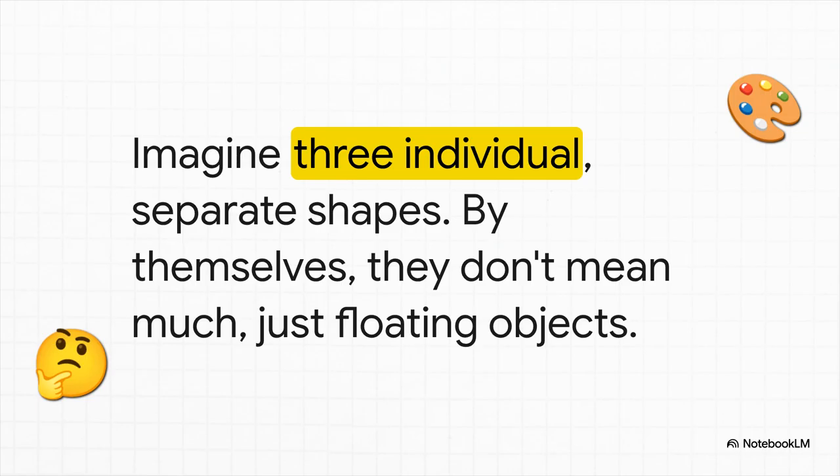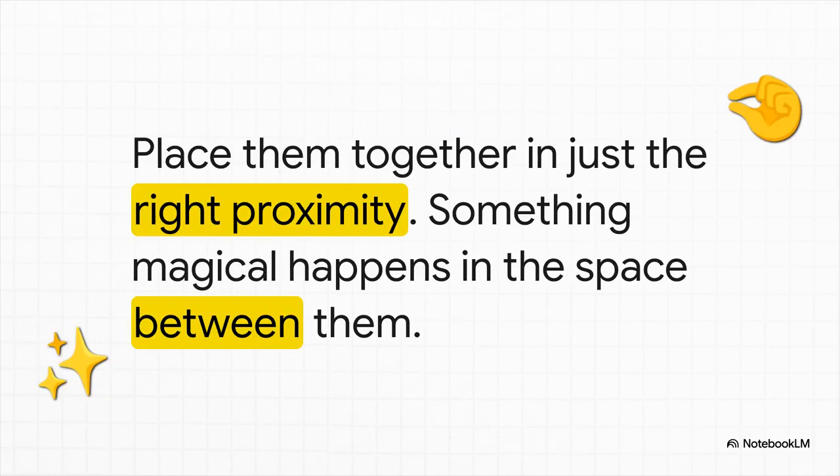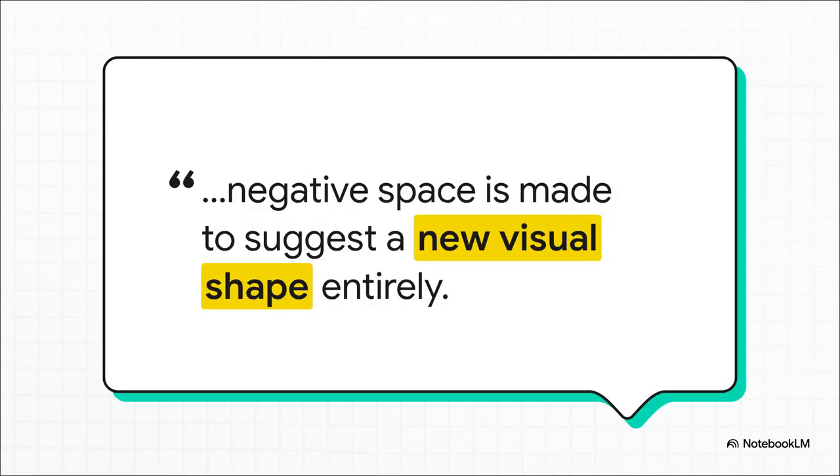Okay, let's do a quick thought experiment. I want you to just picture 3 separate individual shapes on a blank canvas. Right now, they don't mean much, do they? They're just objects floating around. But now, watch this. We're not going to change the shapes themselves at all. We're just going to change where they are. As we arrange them with just the right spacing, something really cool starts to happen. Pay really close attention to that empty space, the space between them. And boom, there it is.